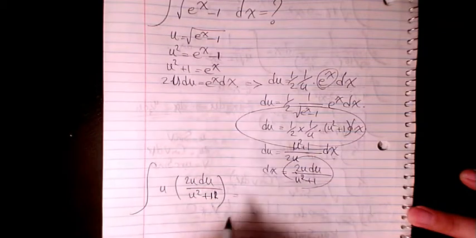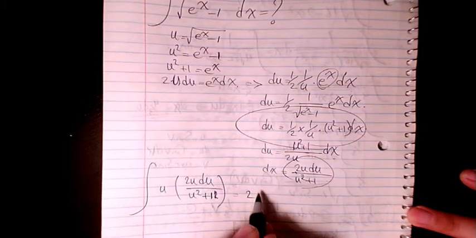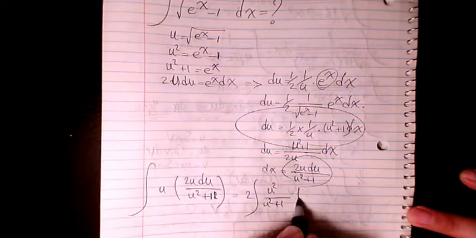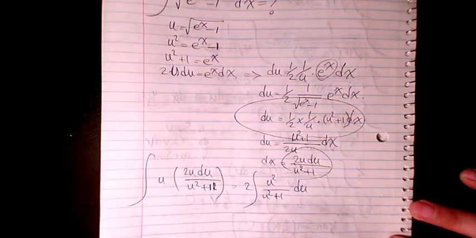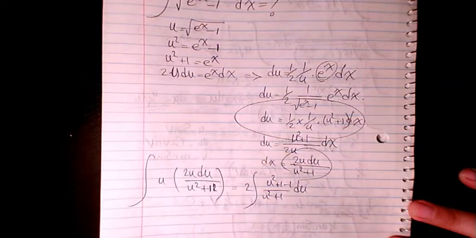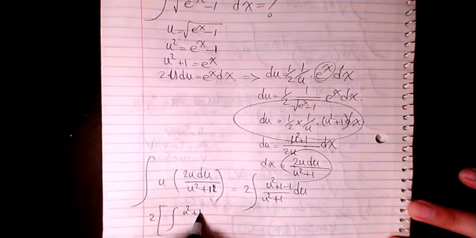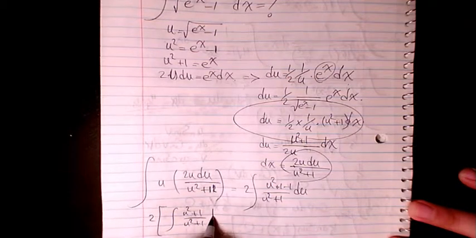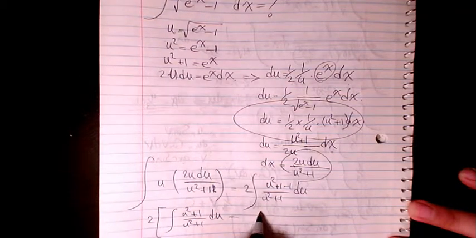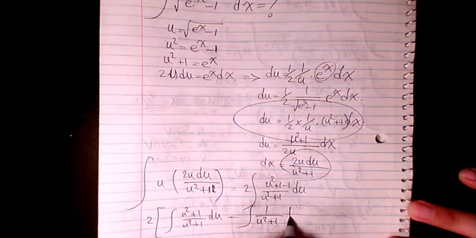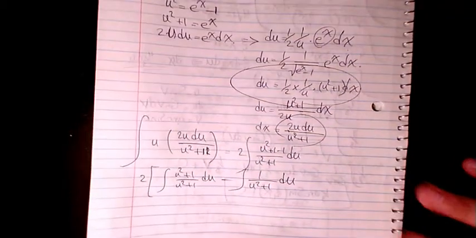Which makes it 2u squared divided by u squared plus 1 du. Then I add and subtract 1 here. It will be the integration of u squared plus 1 divided by u squared plus 1 du minus the integration of 1 over u squared plus 1 du.